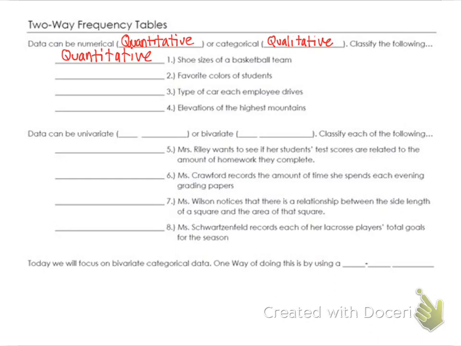And then for number 2, favorite colors of students. So if we're talking about colors, I'll just start doing some highlighting too. If we're talking about colors, that's not something that you can measure in terms of a number. So in that case, we would be talking about qualitative or categorical data.